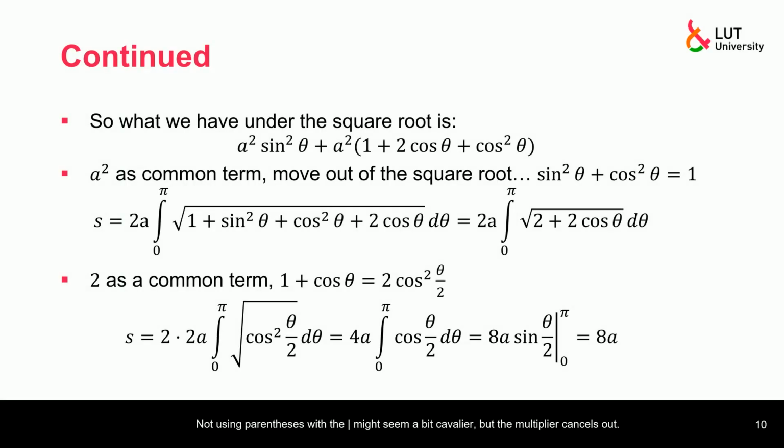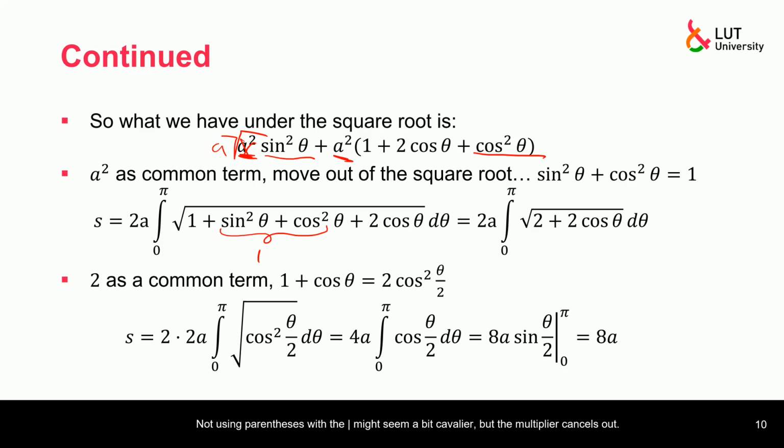Okay, so under the square root, this entire thing would be there, so a squared is the constant common term, and then we do have sine squared theta plus cosine squared theta, which is 1. So we combine these two into 1. We got the a out, so a squared out of the square root would be just a in front.